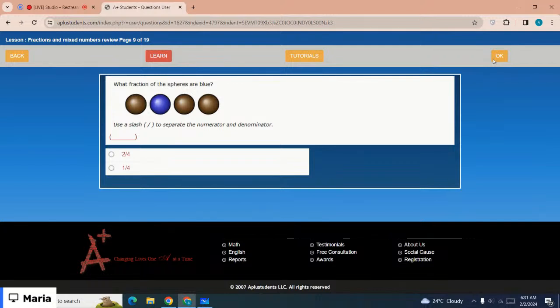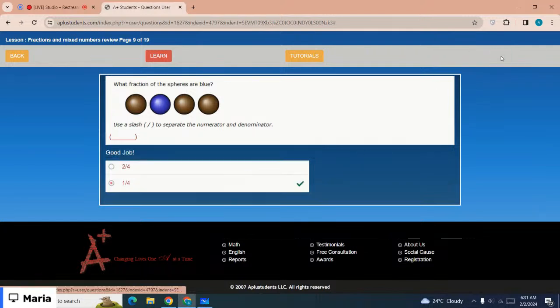What fraction of the spheres are blue? Which is the correct option? The correct option is 1 over 4, right? Because only one of them is blue. So the correct option is 1 over 4.